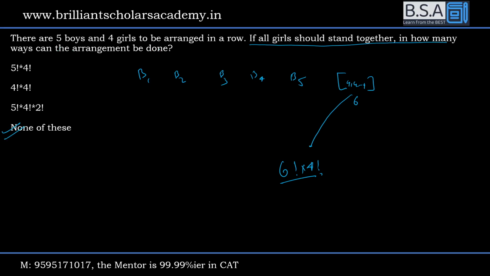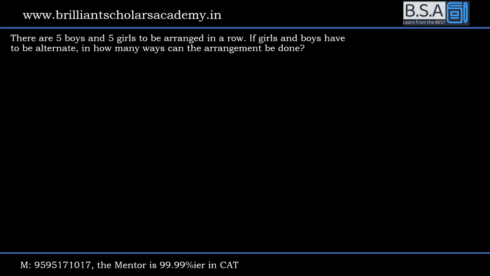There are 5 boys and 4 girls to be arranged in a row. All the girls should stand together. In how many ways can this be done? What is together, we count as one. Besides this one, there are 5 more boys. 6 factorial, and the girls can be rearranged within that group, so 4 factorial. None of these. Try.